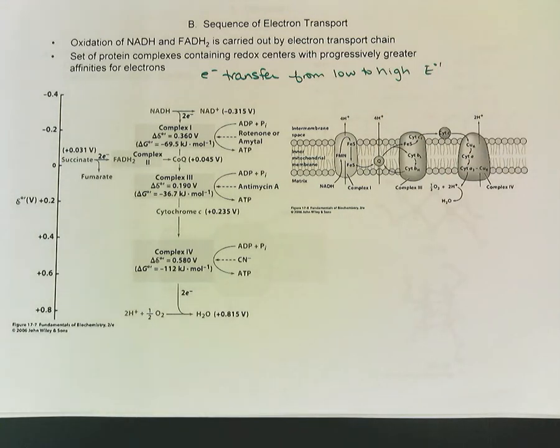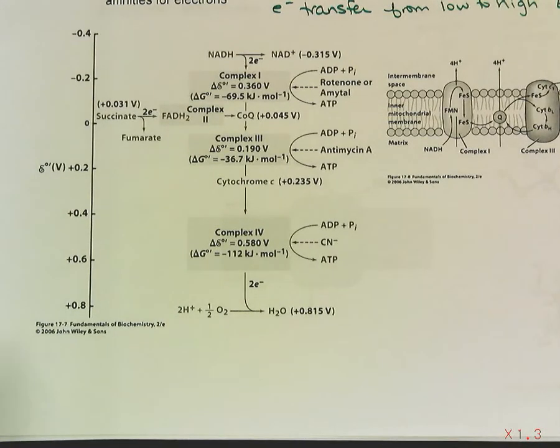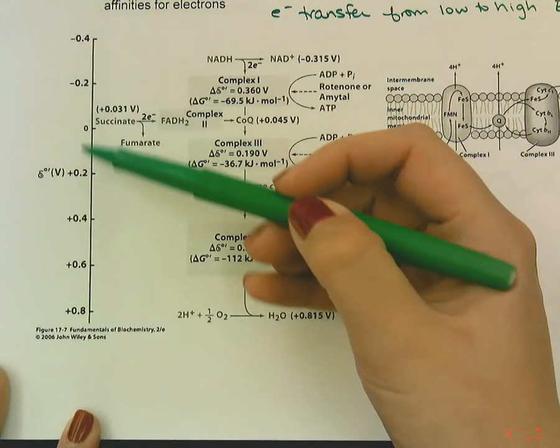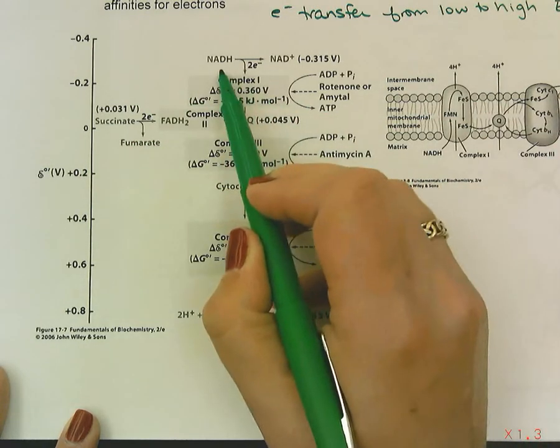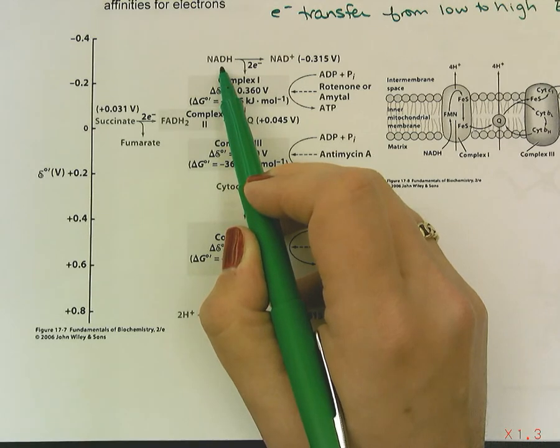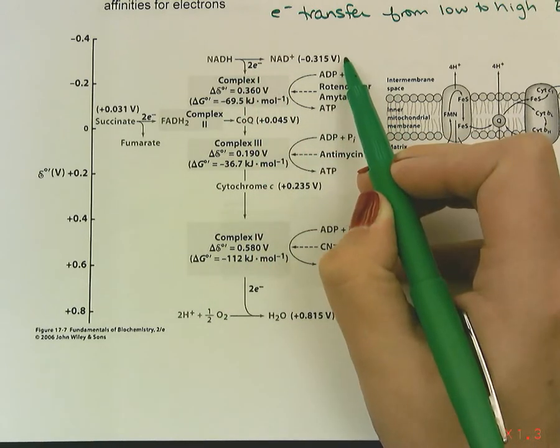And as a rule, electron transfer goes from low to high potential values. So I'll zoom in a little bit on my picture over here. So here's the electron transport chain. Here is my value of standard state reduction potentials on the side. Complex 1 oxidizes NADH to NAD plus with 2 electrons. That potential is negative 0.315.